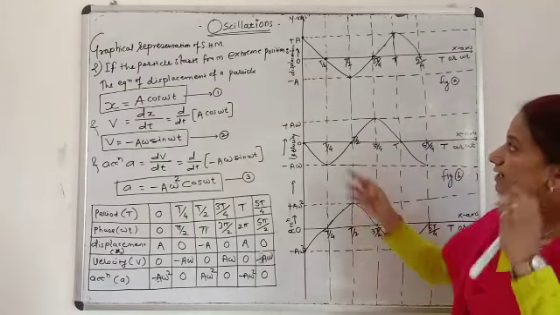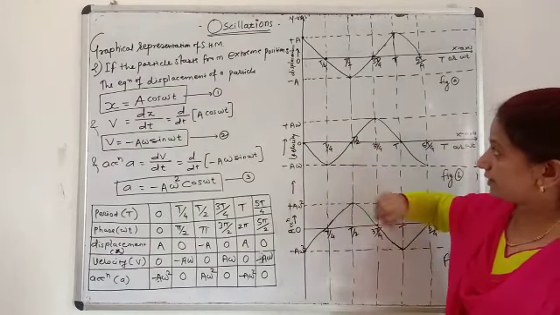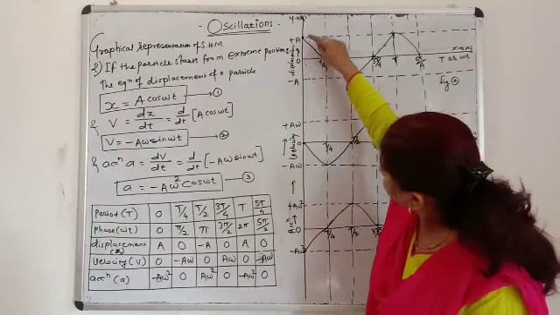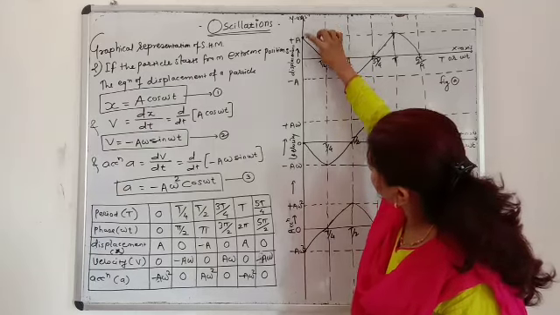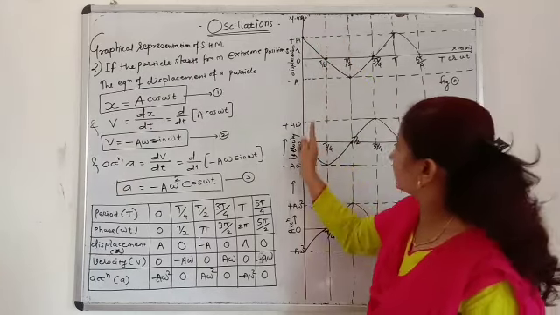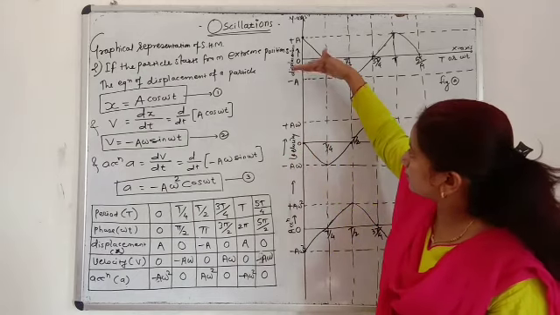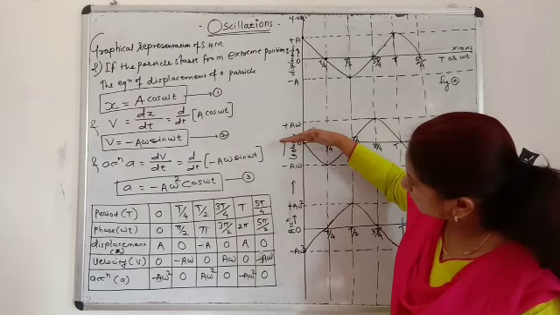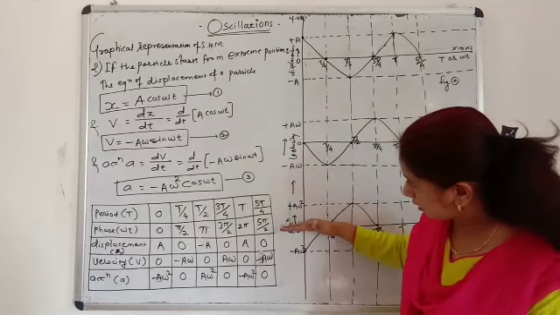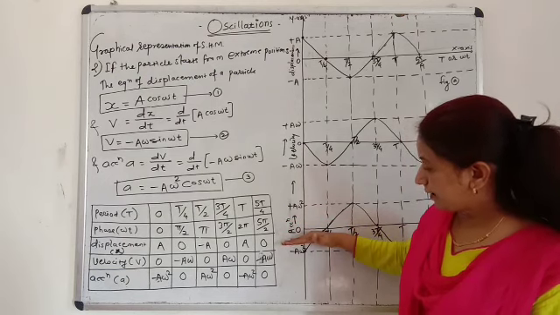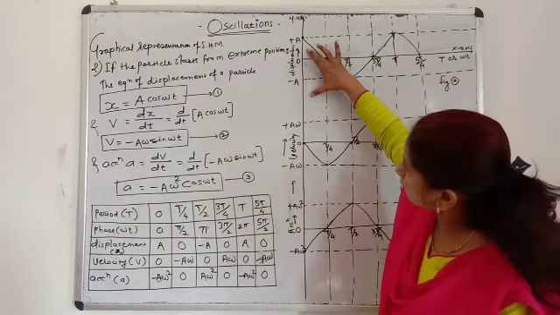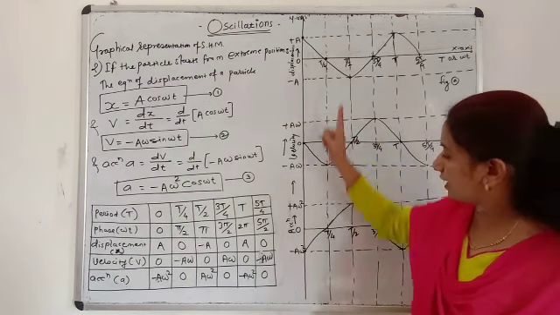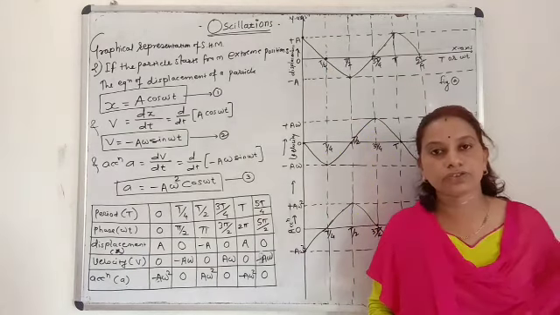Second conclusion is that the phase difference between displacement versus velocity, this is pi by 2 and this is 0. The phase difference between displacement and velocity is pi by 2 radian. Again, the phase difference between velocity and acceleration is also pi by 2 radian. But the phase difference between displacement and acceleration is pi radian here. This is the second conclusion.